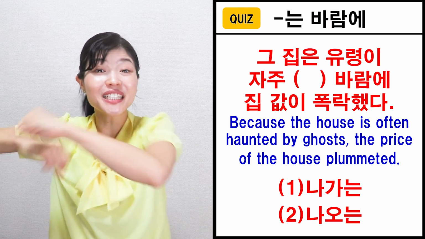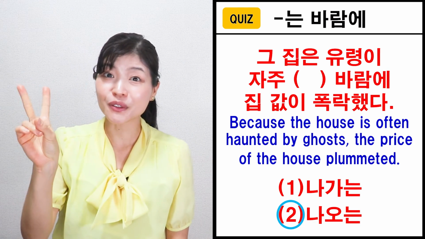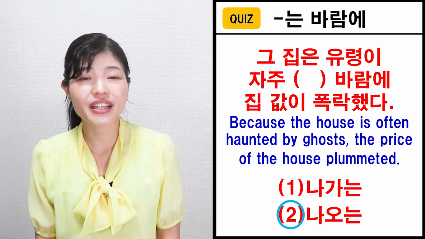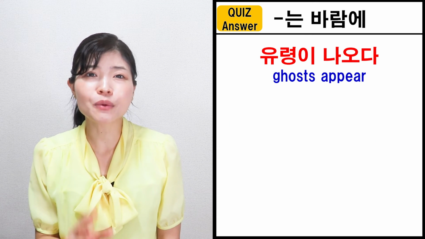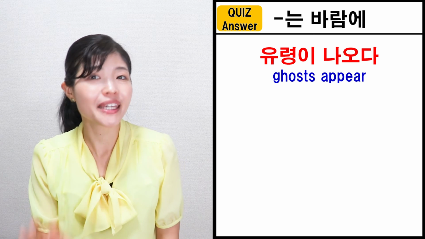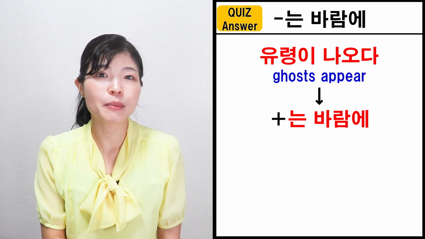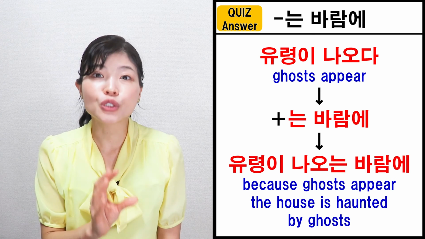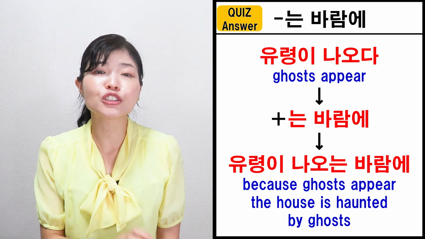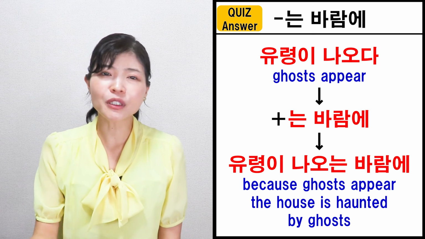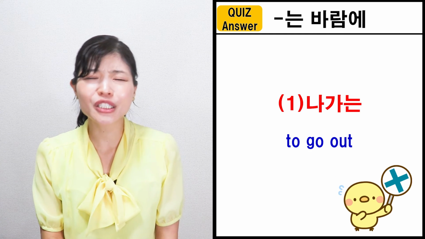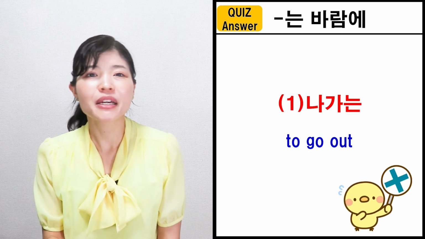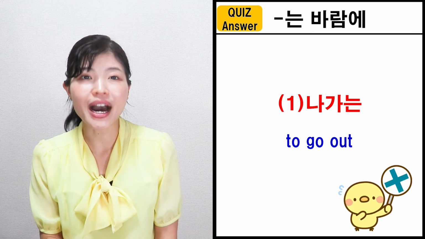The correct answer is number 2. It's very scary that a ghost haunts a house. Here, 유령이 나오다 directly means ghosts appear. You use 는 바람에 with the stem to make 유령이 나오는 바람에, because ghosts appear. In other words, the house is haunted by ghosts. Number 1 is close but wrong because 나가는 means to go out.